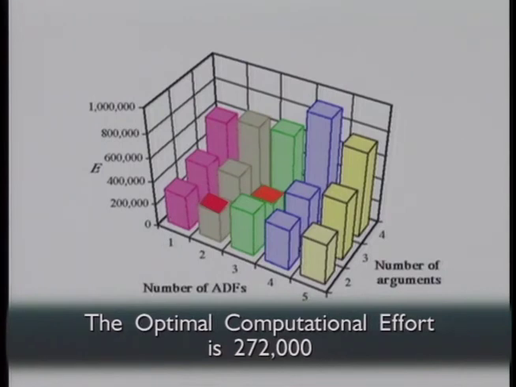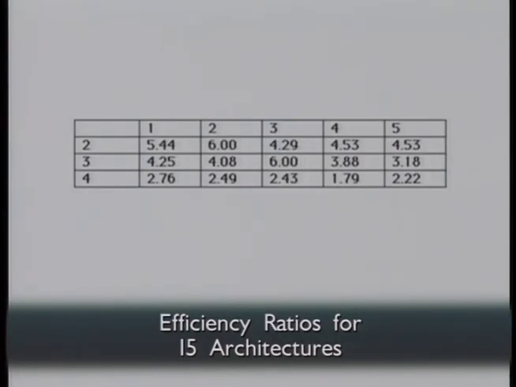We then made a series of runs without automatically defined functions and found that 1,632,000 fitness evaluations are required. All 15 of the values of computational effort with automatically defined functions were less than the 1,632,000 fitness evaluations required without automatically defined functions, and the efficiency ratios range from 2.2 to 6.0. In other words, the decision to use automatically defined functions on the problem was far more important than the decision of which architecture to use.